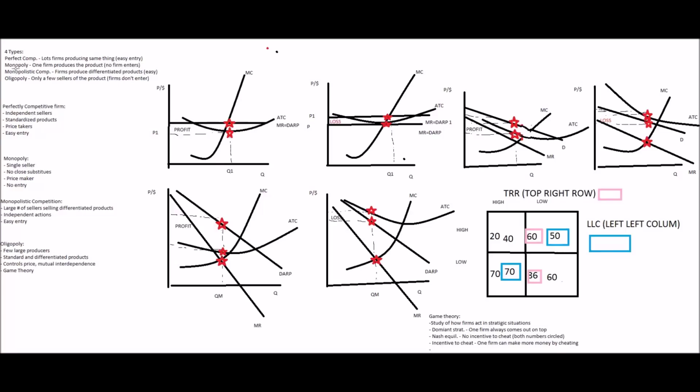Our second one is going to be monopoly. It's when one firm produces the product and no firm can enter. It's a single seller, no close substitute, and it's a price maker.